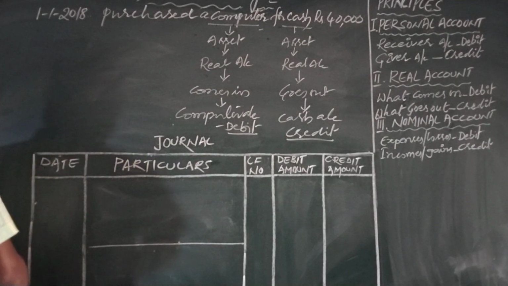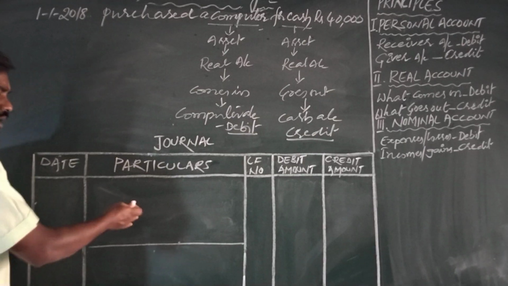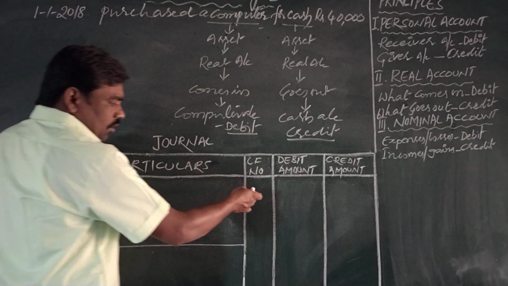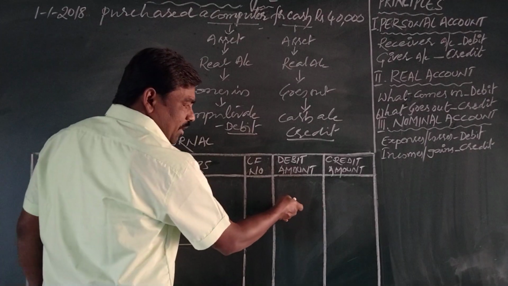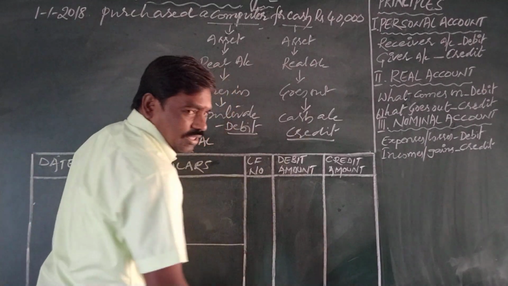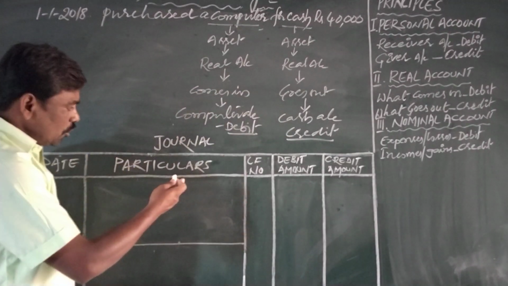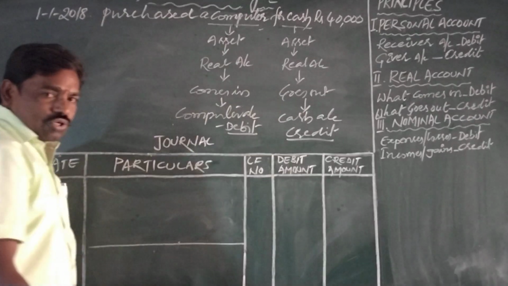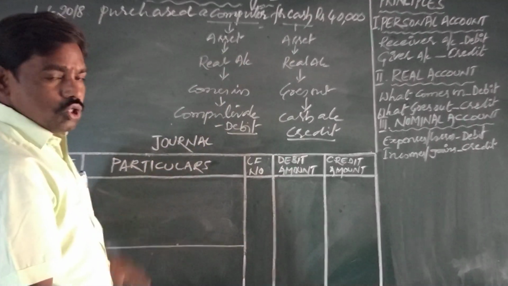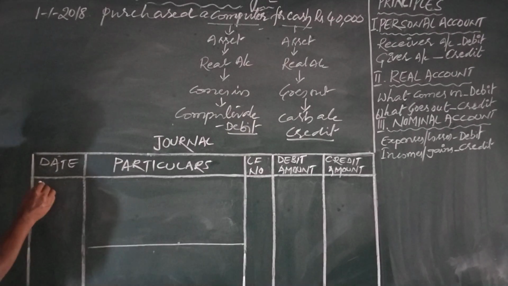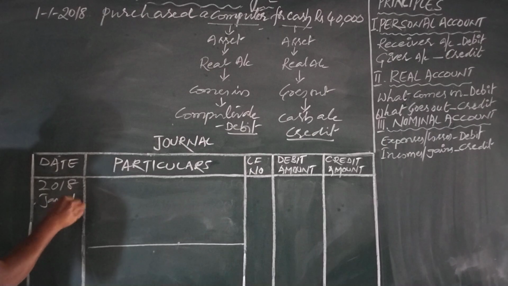In the journal pro forma, there will be 5 columns. First column date, second column particulars, third column LF number, that is ledger folio number, fourth column debit amount, and fifth column credit amount. Okay students, like this we prepare the journal pro forma. After preparing it, you write the journal entry. In the date column, first write 2018 January 1st.